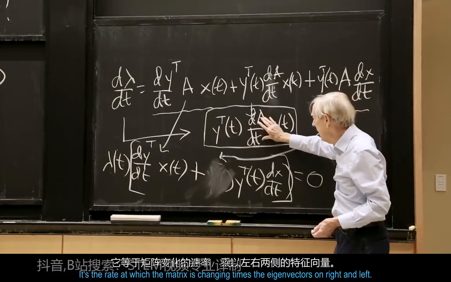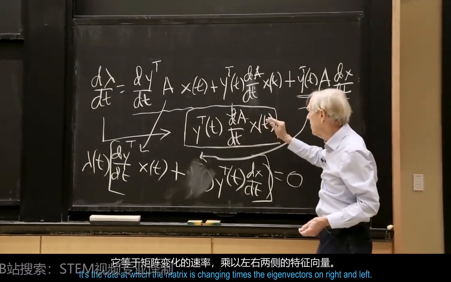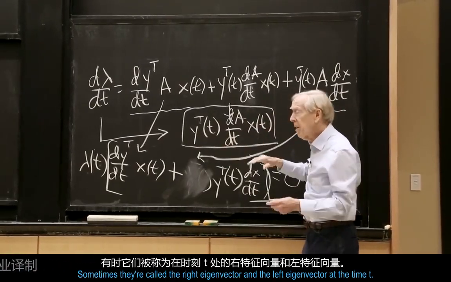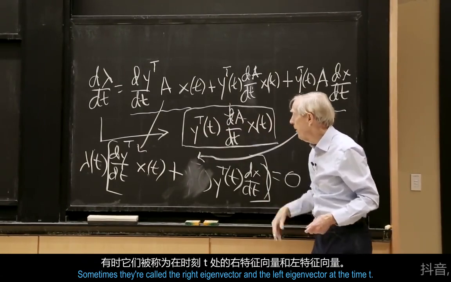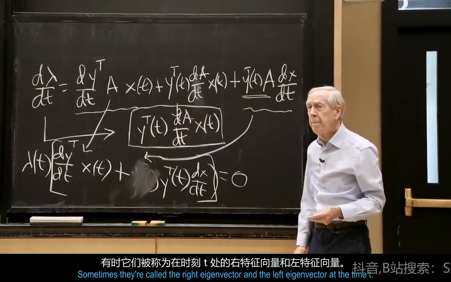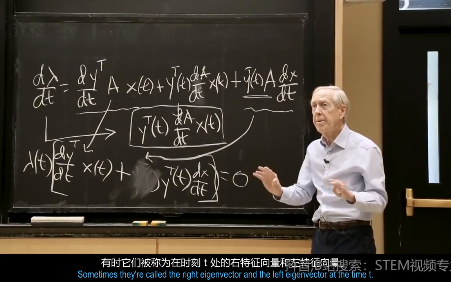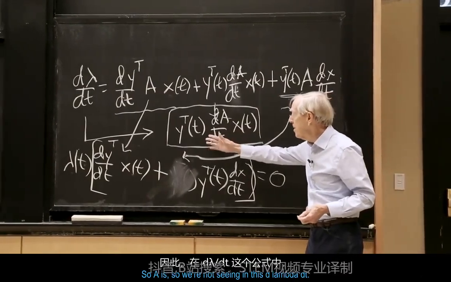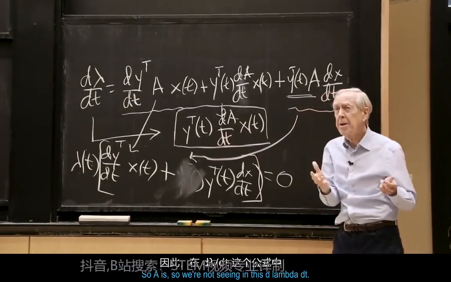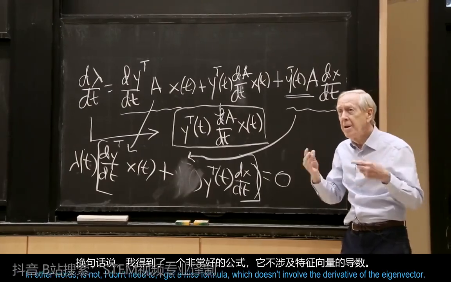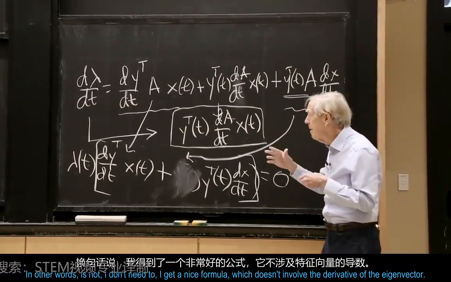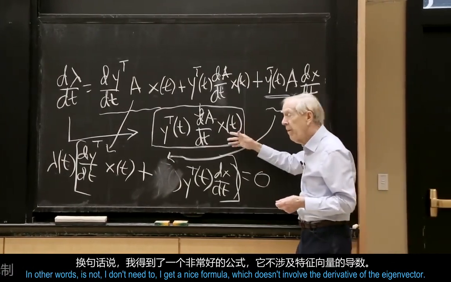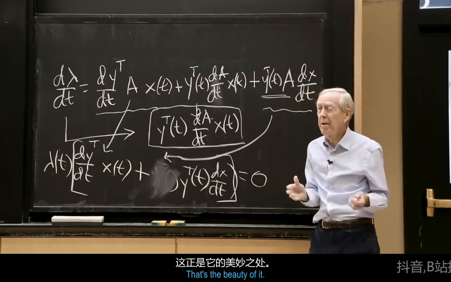It's the rate at which the matrix is changing times the eigenvectors on right and left. Sometimes they're called the right eigenvector and the left eigenvector at the time t. So d lambda dt, in other words, I get a nice formula which doesn't involve the derivative of the eigenvector. That's the beauty of it.